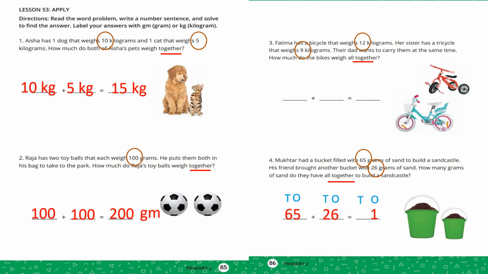Tens with tens. 6 plus 2 equals 8. 8 plus 1 equals 9. Then we write 9. Then 65 plus 26 equals 91. Don't forget the unit. The unit here, grams. Then equals 91 grams.